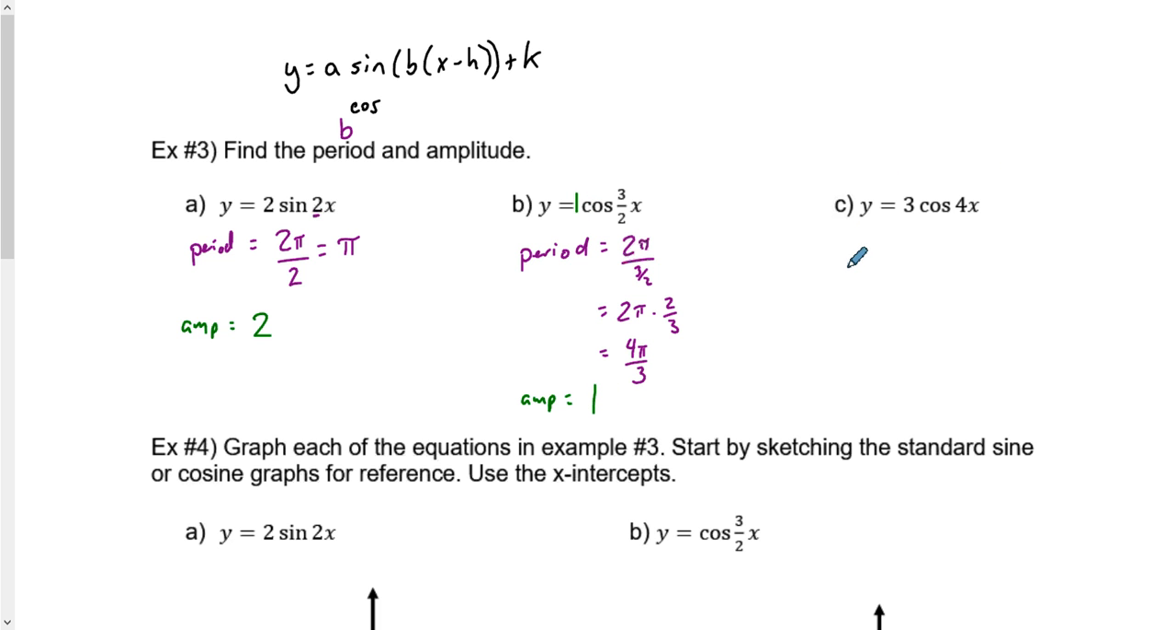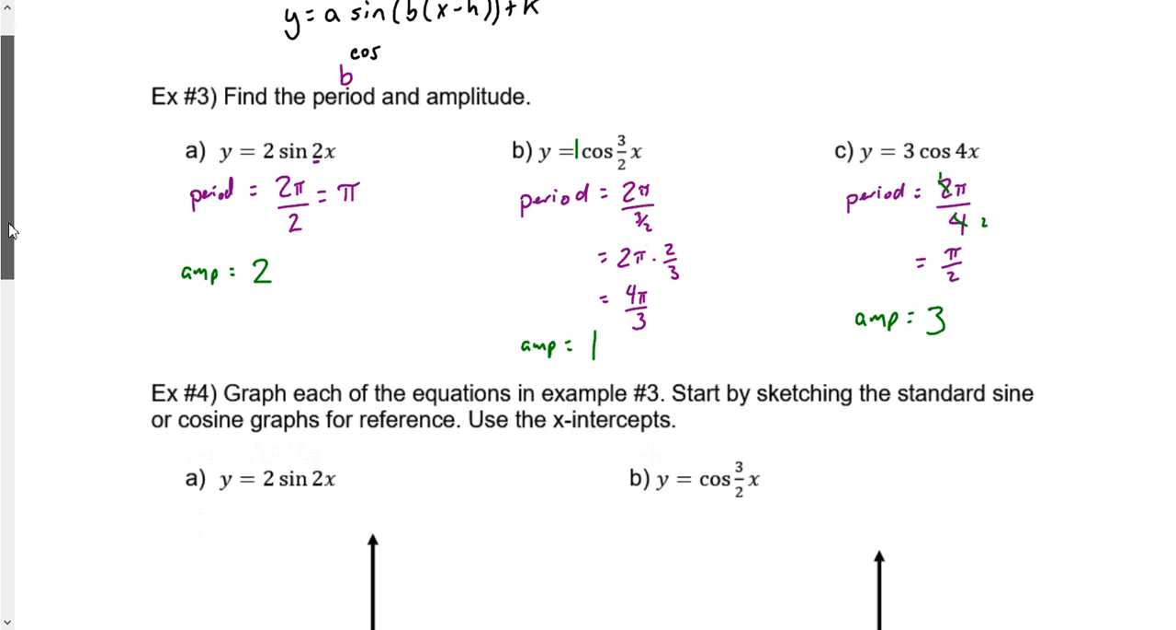Our one here. Period is going to be 2 pi divided by whatever the b value is. So the number in front of the x is a 4, which means we reduce it down to pi over 2. Our amplitude is our a value, which is 3.